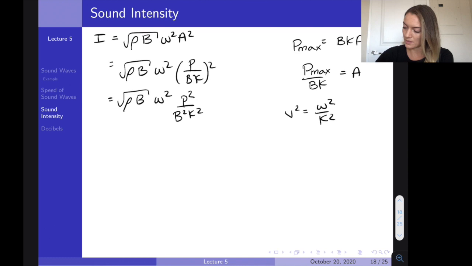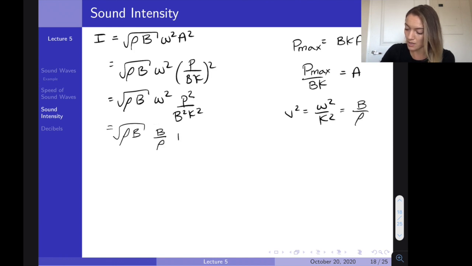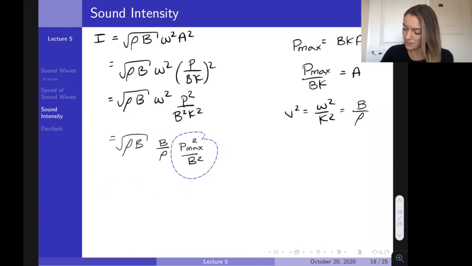But remember, the velocity squared we can also replace with B over rho, right? Because the velocity is the square root of B over rho, so V squared will just be B over rho. So I'm going to replace this omega squared and this K squared with B over rho. So I have rho times B over rho, and then I have P max squared. And then I still have this B squared in the bottom. So let me just write that a little bit more carefully. Okay, so now we've gotten rid of this and this.